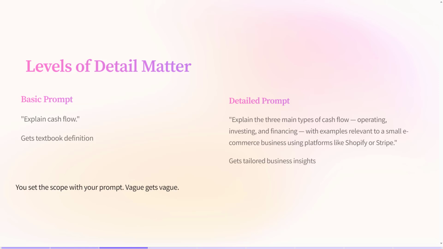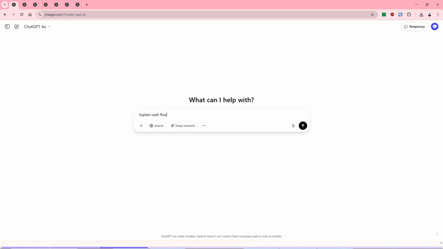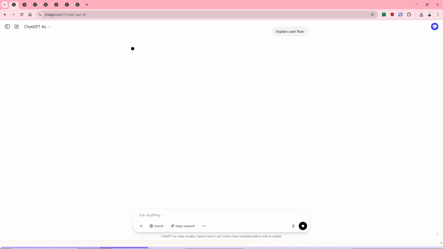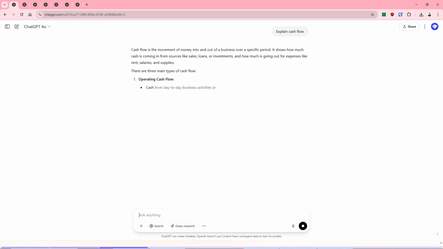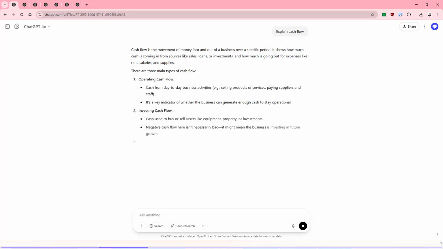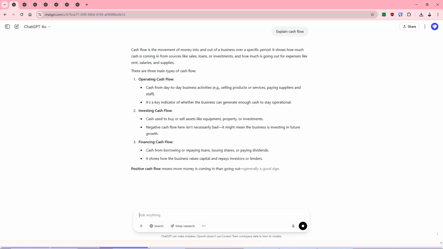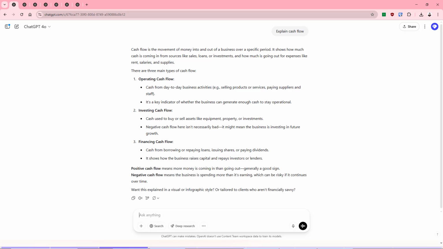So let's take a quick look at an example of this in action. You see here I've got the first prompt, explain cash flow. And if we just ask GPT to explain cash flow, as I predicted, it's given us a very basic textbook definition of it. To be fair, it's gone into a bit of detail, but it is still very generic. It's the kind of thing that you might see in a textbook rather than something that is specific to the client, rather than something that is specific to this situation.